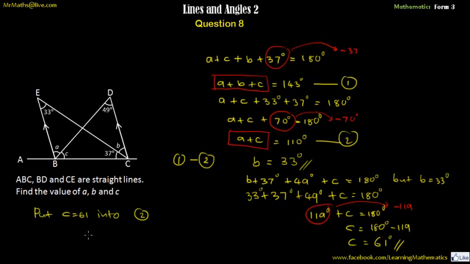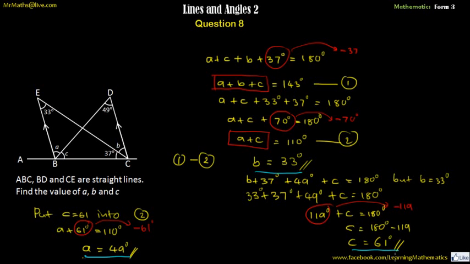So then A plus 61 degree is equal to 110 degree. So move 61 over to the left, becomes minus 61. So A is equal to 110 minus 61, which is equal to 49 degree. There you have it. We now have the value of A, B and C. I hope you get the same answers as mine.